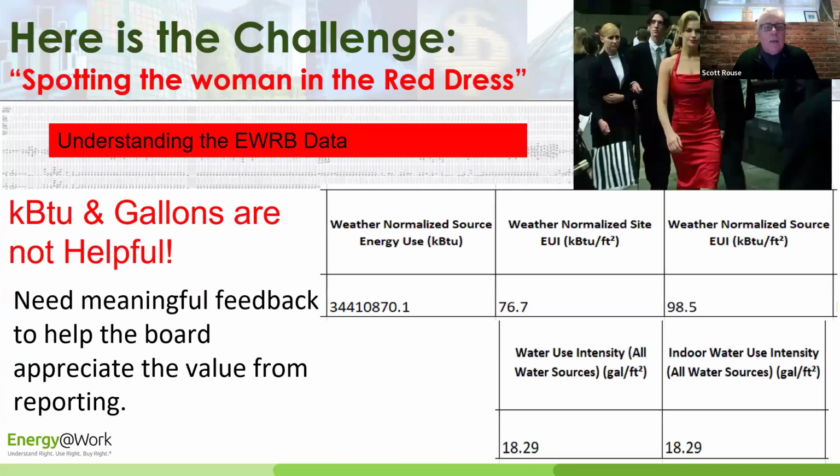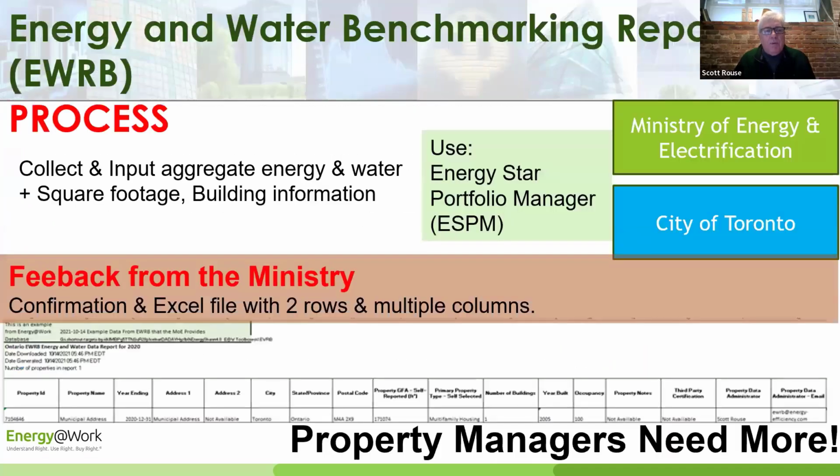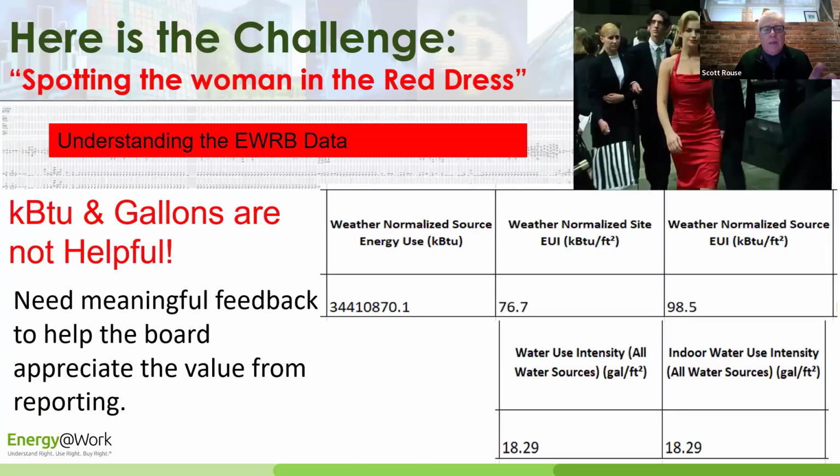Okay, we're good. So I talked about the value of EWRB and what the ministry provides. To put it in context, what we see is a lot of data that the ministry provides, and for anybody who's seen The Matrix, it's like trying to spot something useful from all that data. I call it spotting the woman in the red dress. It's very difficult to use that information. And particularly because we're using Energy Star Portfolio Manager, the information we get back from the ministry is also not necessarily clear.